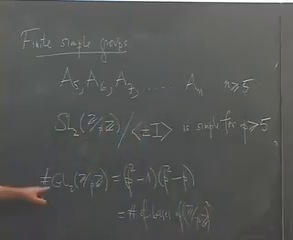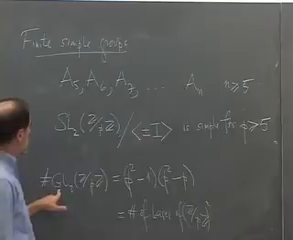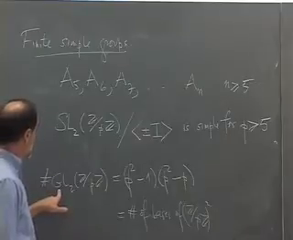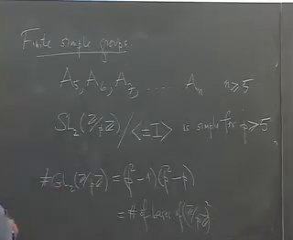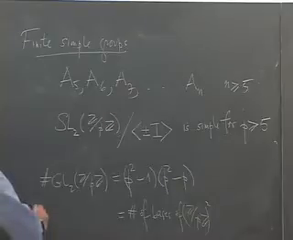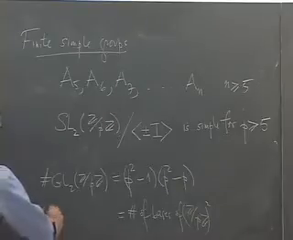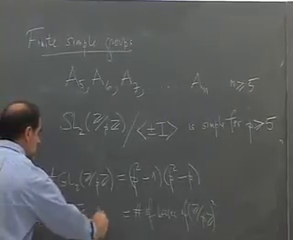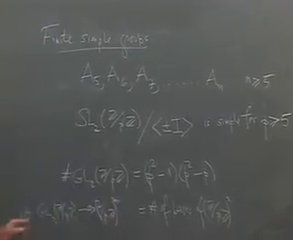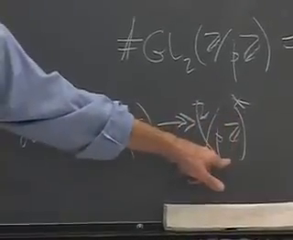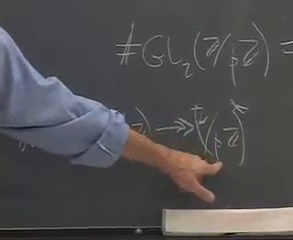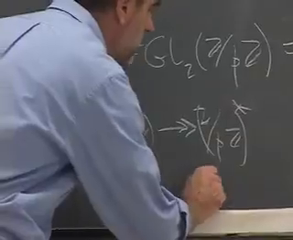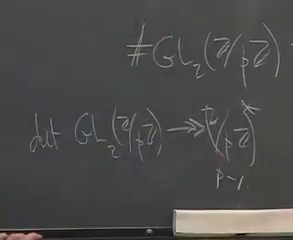And SL2 is a subgroup of this group consisting of the elements of determinant 1. The determinant maps the group GL2 of Z mod pZ surjectively onto (Z mod pZ)*. You can find a matrix of any non-zero determinant. That means the things of non-zero determinant. And this group has order p minus 1. Right? There are p minus 1 non-zero things.